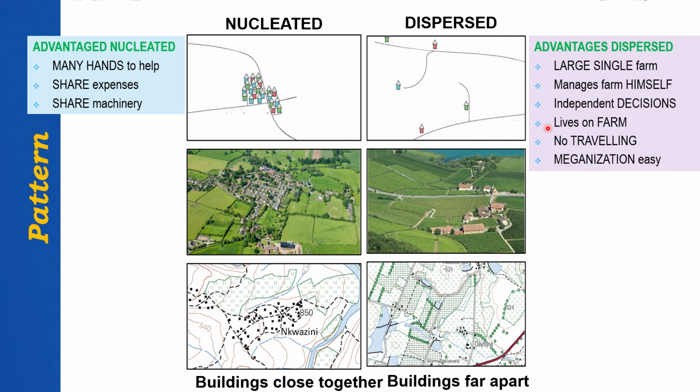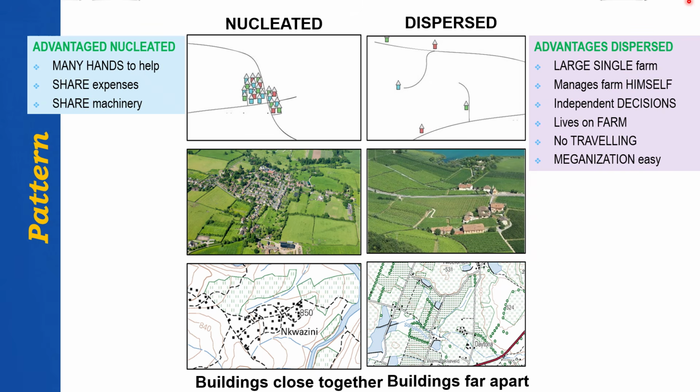You can live on the farm. There is no traveling. Because if you are here in the nucleated one, you find that your house is here in the center and you have to travel towards your farm. But in a dispersed settlement, your farm is nearby, right? There is no traveling to go to your farm. Mechanization is also easier. What do I mean by mechanization? This means that the farm will be able to grow much easier.